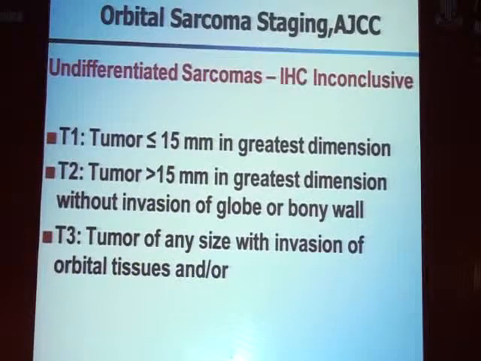Now finally, after the whole panel of immunohistochemical stains, if we are unable to diagnose many of the tumors, we say it is an undifferentiated or a poorly differentiated malignant mesenchymal tumor. We are unable to classify it. But however, we should still try and grade it so that they can be given radiotherapy or chemotherapy, and this is based on the recent AJCC staging, which is based mainly on the size of the tumors. And the cutoff is 15 millimeters between T1 and T2.